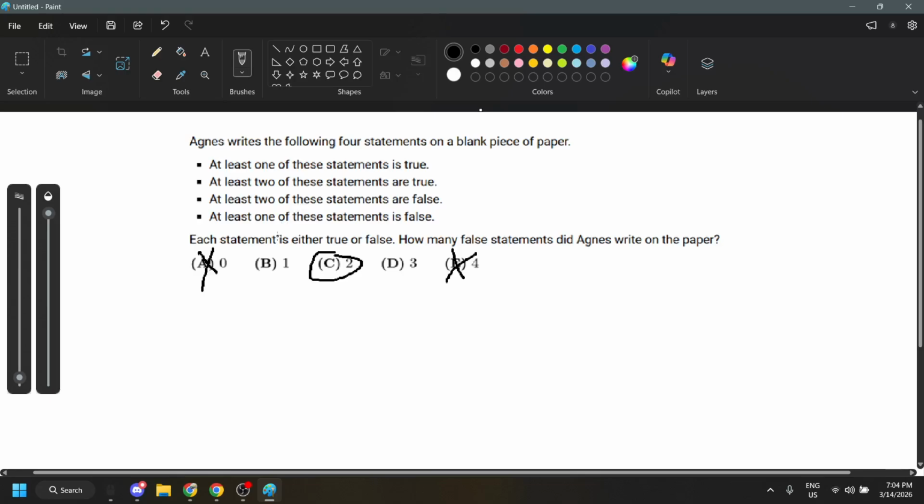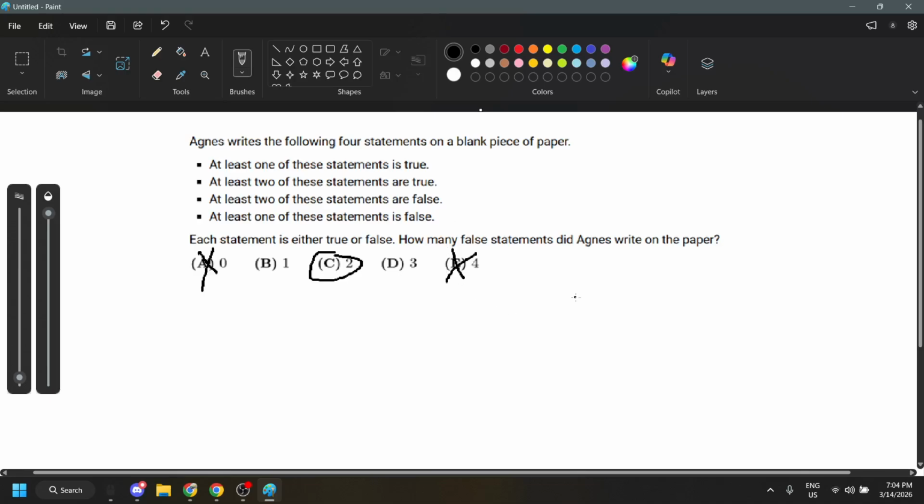And also, if one says at least one and then the other one says at least two, then one of them would cancel each other out. So then there'd just be two canceling each other out. Well, actually, I don't know. No, you solve it. Okay.